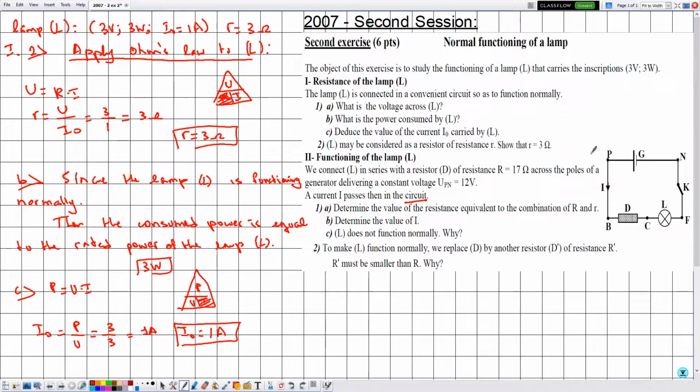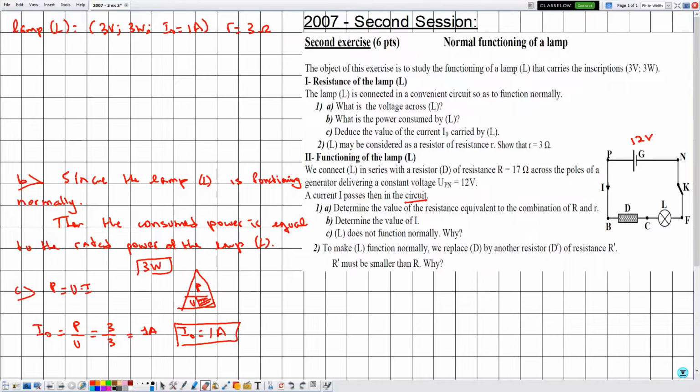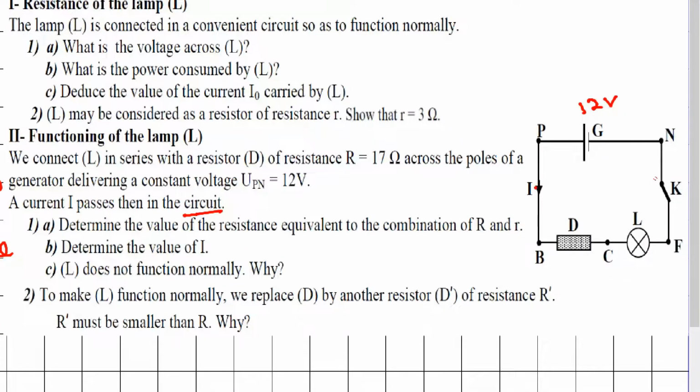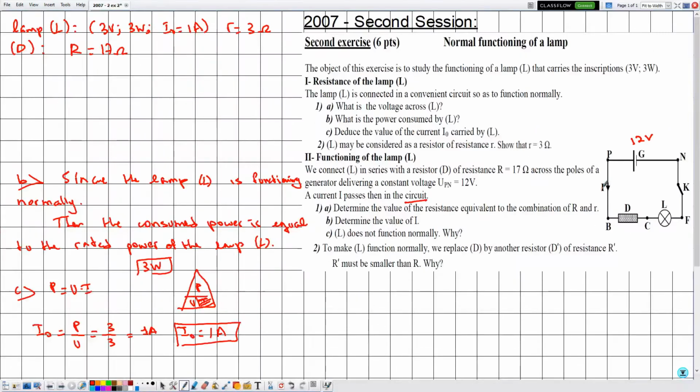Okay, this electric circuit consists of a generator that delivers a constant voltage UPN is equal to 12 volts. The trick in solving such type of exercises is to write the applied voltage on the electric circuit itself. Then this is 12 volts. Now the electric component D, which is a resistor, has a resistance of R is equal to 17 ohms. And because the circuit is a closed circuit, then it's being traversed by an electric current I.